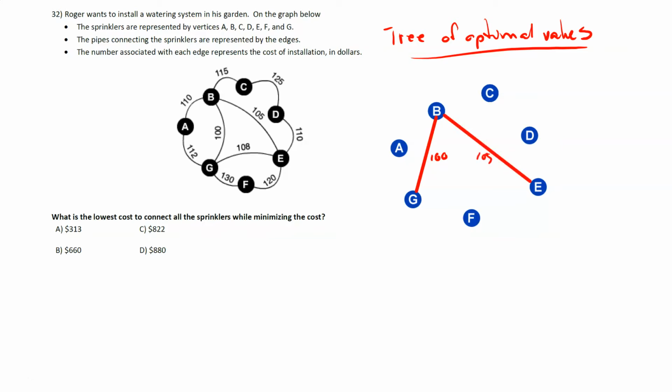Looking for the next smallest edge, I see that it would be 108, connecting G to E. However, in this case, connecting G to E would create a circuit. We're not allowed to have circuits in a tree of optimal values, so we're not going to include that edge. After the 108, the next smallest is 110, which we find here between A and B and D and E. We'll go ahead and connect those two sets of vertices.